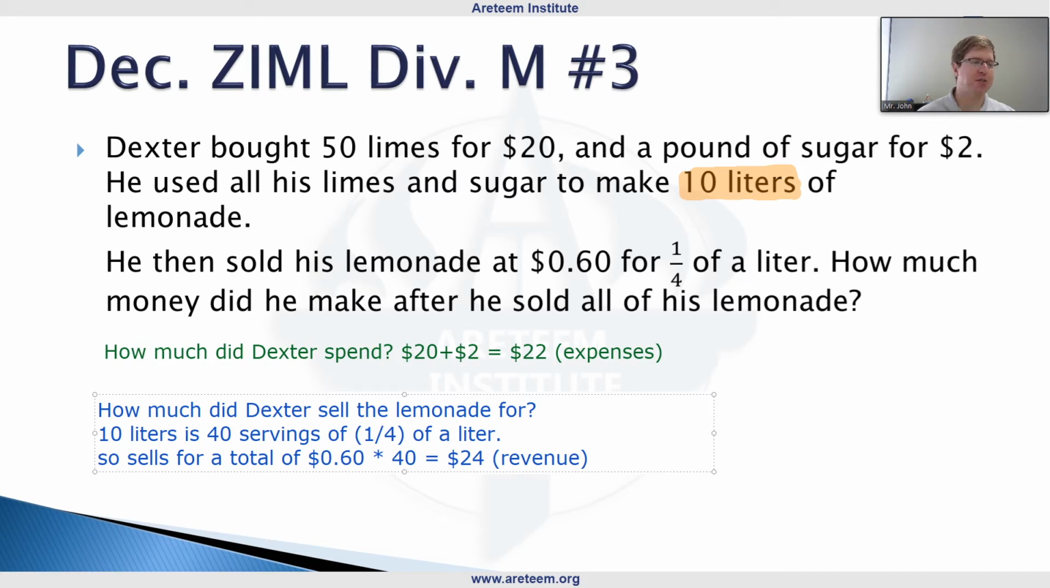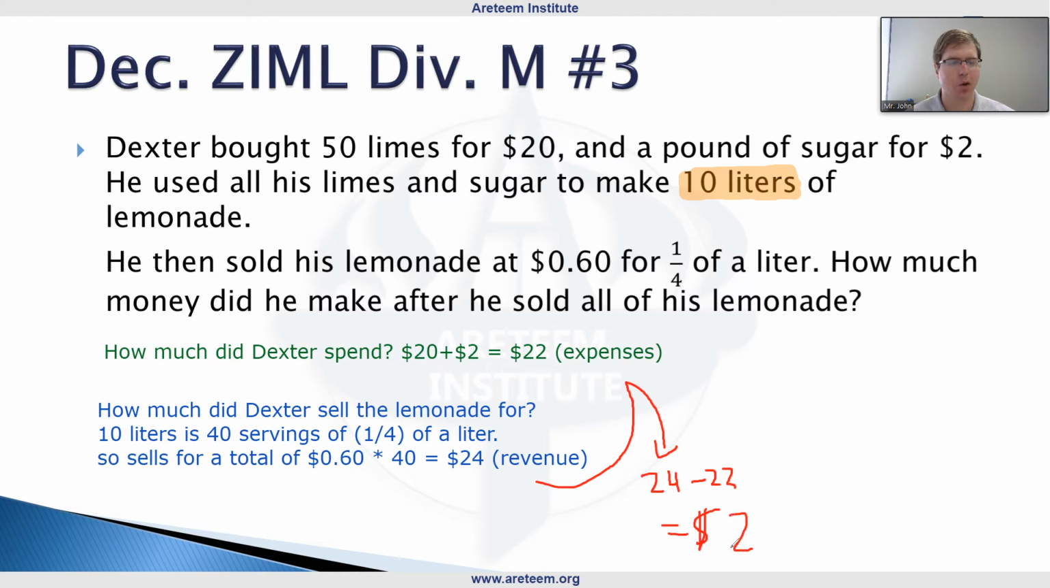Yeah, so maybe Dexter's doing some false advertising. And remember, one of the things is not really caring about the extra or useless information. That portion doesn't matter here either. So put together, we have 24 and 22, and our difference is $2 profit. 24 minus 22 is $2, and that is our total profit that Dexter has here.